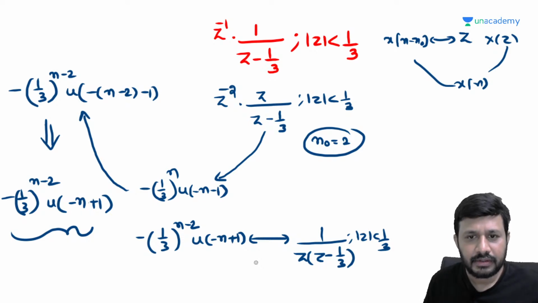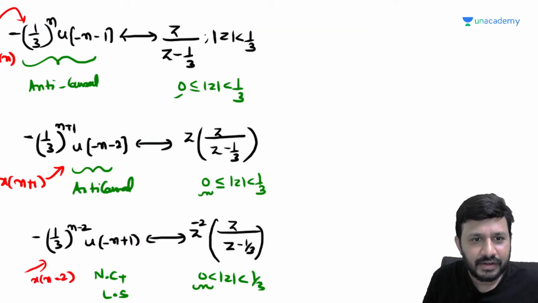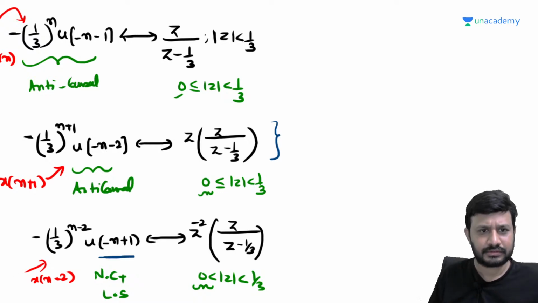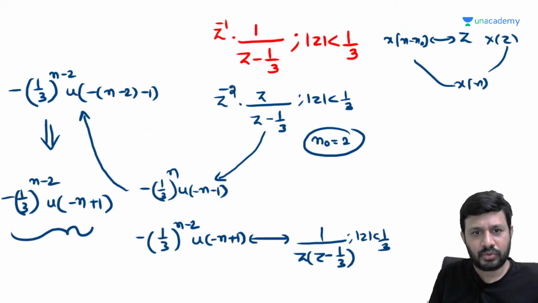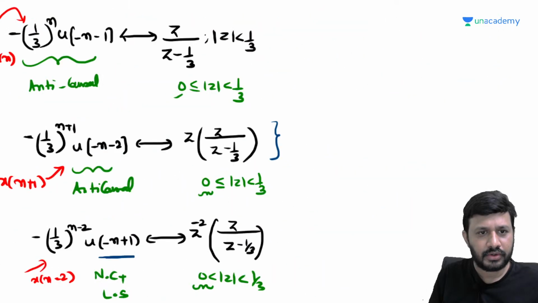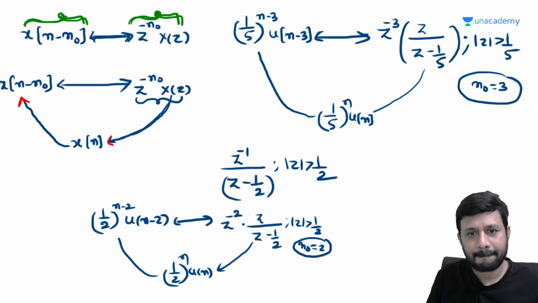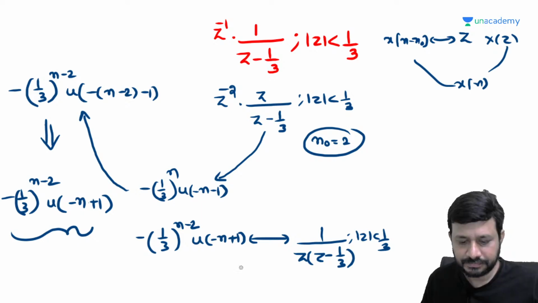Do you have any confirmation? Already we did this one. Just now we have solved this one only. Minus 1 by 3 whole power n minus 2 u of minus n plus 1 forms a Z transform pair with Z power minus 2, so 1 by Z into Z minus 1 by 3. The same thing we got. You can verify.